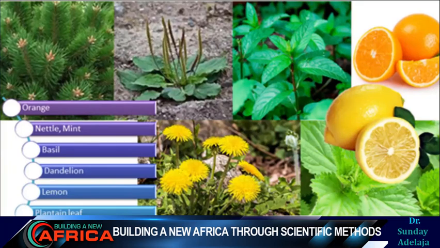It's mint. No, the one down. Mint, yeah. And that one is basil leaf. Nettle. That's nettle. Nettle, mint. Yeah, but that is basil. Show us basil. Basil, and then dandelion. That's dandelion. These are all the leaves, not the flower, the leaf. Then the lemon. The lemon is there.